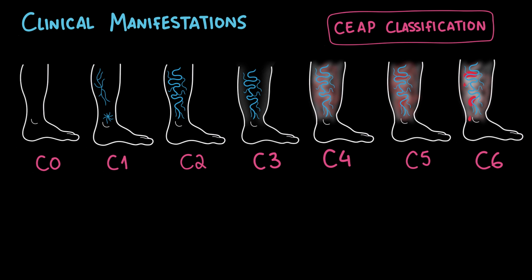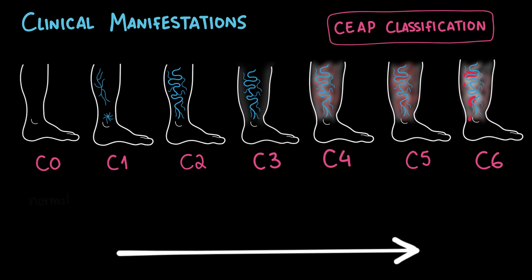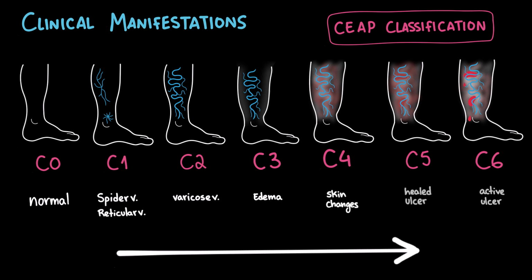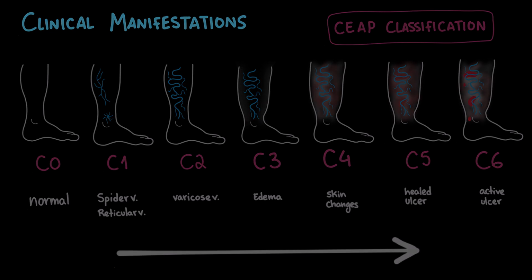So, that's the clinical spectrum of chronic venous insufficiency. From subtle complaints with normal-looking legs in C0, to tiny spider veins, varicose veins, and edema in C2 and 3, skin changes in C4, and finally, the serious ulcer stages in C5 and 6. This classification helps us objectively describe the severity, guide treatment decisions, and monitor progression.